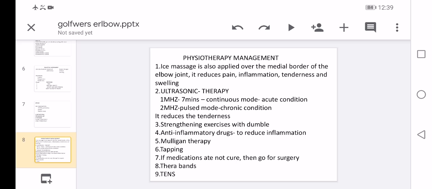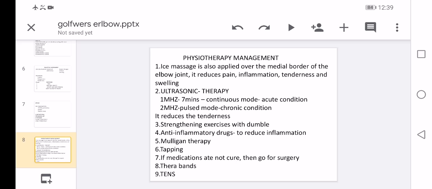What does the physiotherapy do for this golfer's elbow condition? Yes, we can try to bring back the normal condition to the patient. We can do ice massage. It is applied over the medial border of the elbow as it can reduce the pain, inflammation, tenderness and swelling. It may have a duration of 15 to 20 minutes.